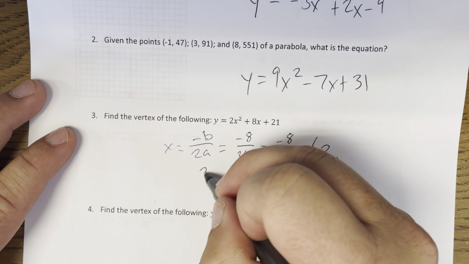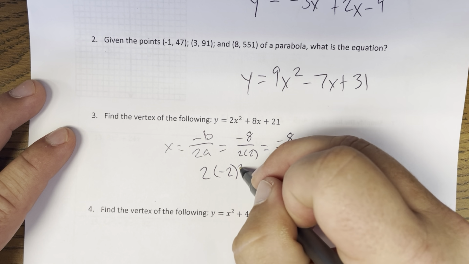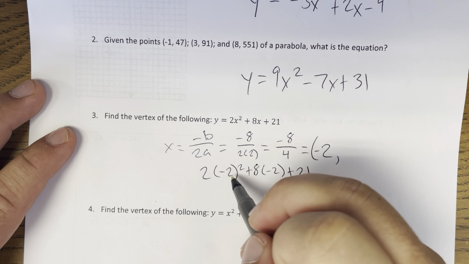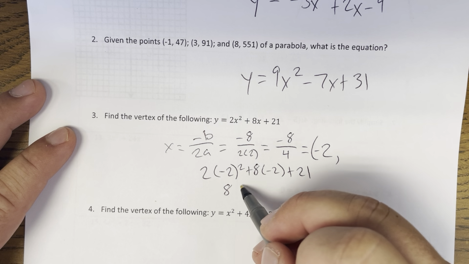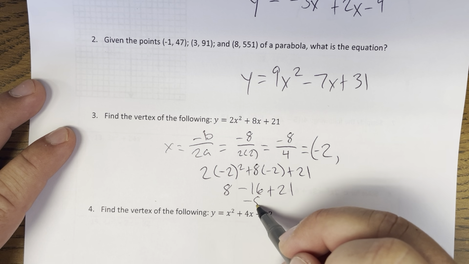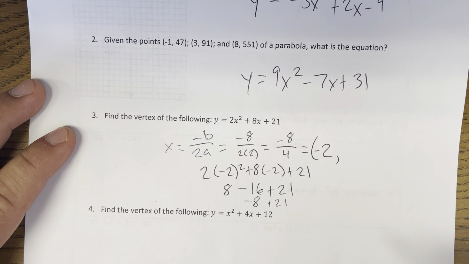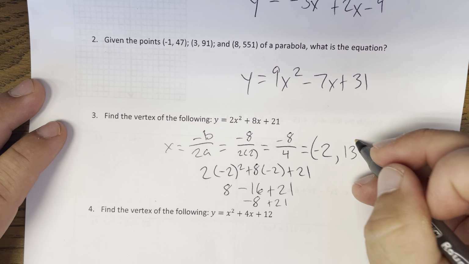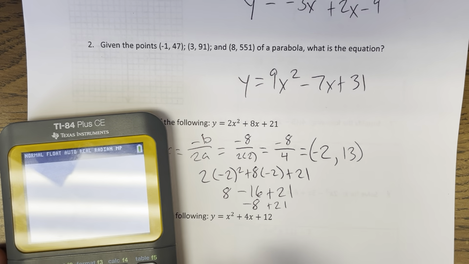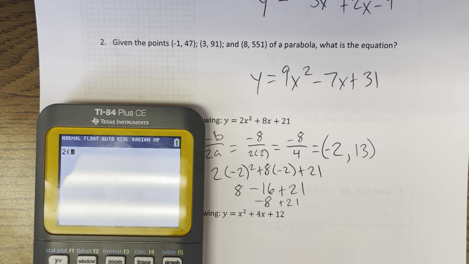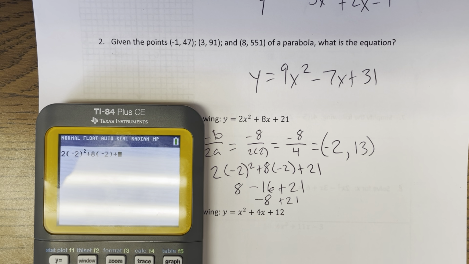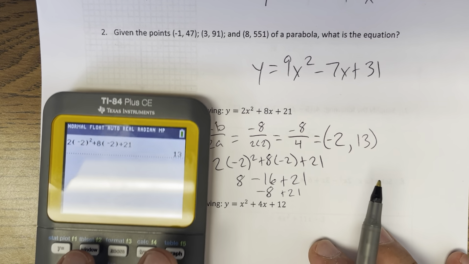Now for the y value, I'll plug in that -2. So -2 squared plus 8 times -2 plus 21. -2 squared is 4, times 2 is 8. That's -16, plus 21. You could put this in the calculator, but that's -8 plus 21, which comes out to be 13. I'll check it quickly in my calculator: -2 squared plus 8 times -2 plus 21, and I got 13, so that's it.